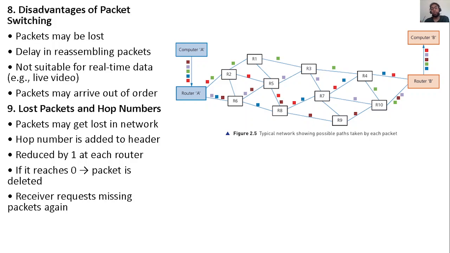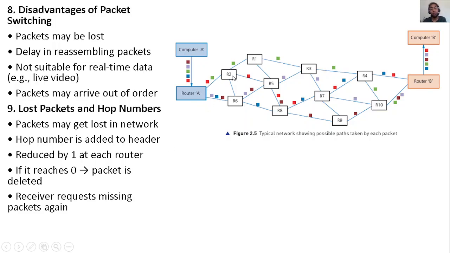What happens when we transmit data from one device to the other? When we transmit some data from this device to the other, some packets are lost in between in the network. When packets are lost, the packet has to be deleted. So in order to do that, we basically use hop numbers. Packets may get lost in the network. A hop number is added to the header. The hop number is reduced by 1 at each router.